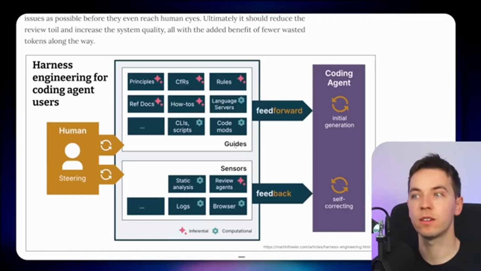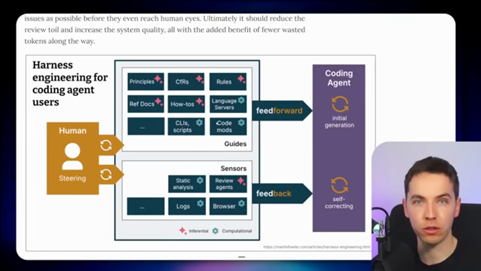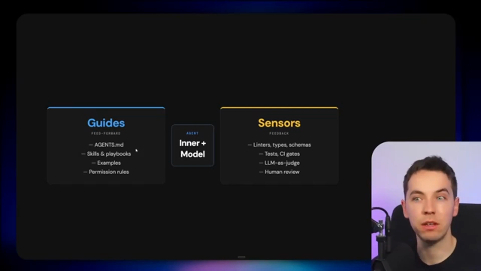There's a very useful distinction between guides and sensors here, where the guides help steer the agent in the right direction. So these are anything that tries to make the agent's first attempt better. So your agent might read from an agents.md file, or you may provide skills and playbooks and examples that they can work from. But the AI agent is not always going to get things right. And even if so, not necessarily according to your own behaviors and rules. And that's where the very important feedback loop comes in. And these are referred to as sensors.